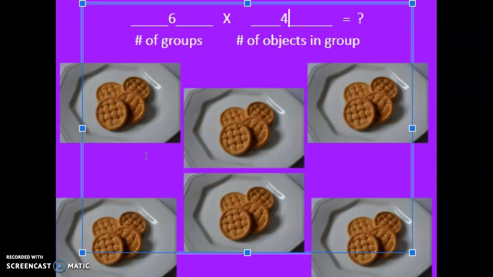It's not going to make us fluent with multiplication as it would if we had some other strategy to use here. But since we're not there yet, I'm going to go ahead and tell you that we could count all of them, or you could just add by 4s. So I'm going to add by 4s. 4, 8, 12, 16, 20, 24. So for this particular problem, there are 24 cookies.